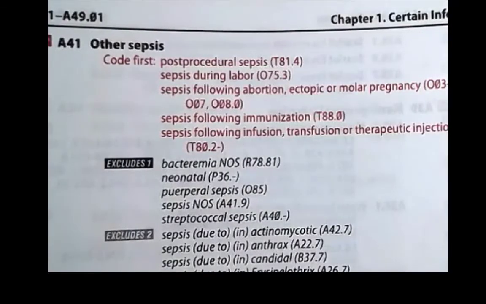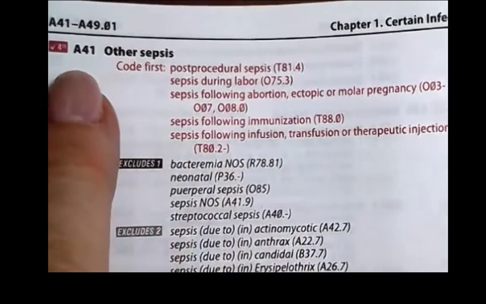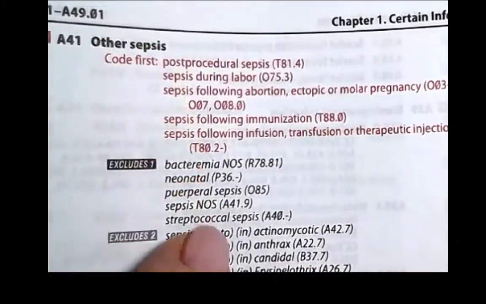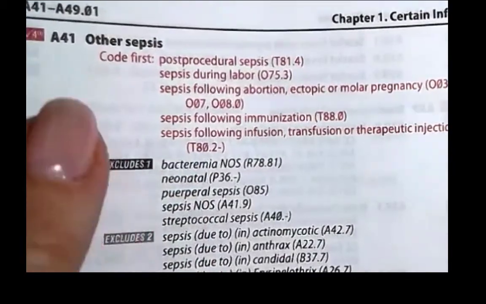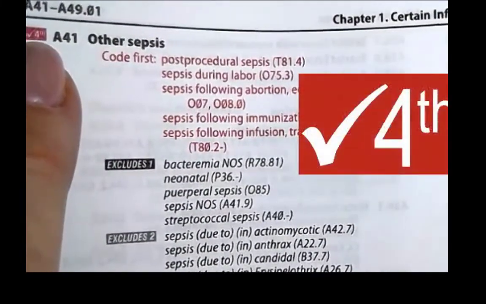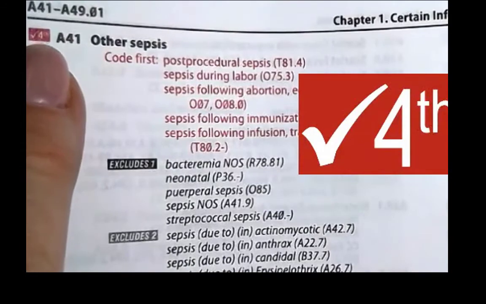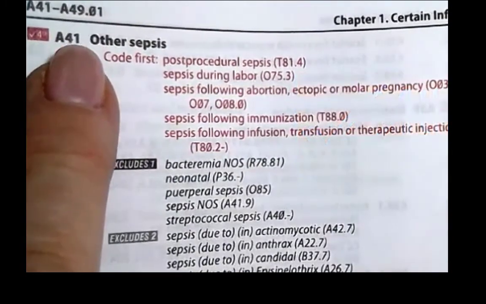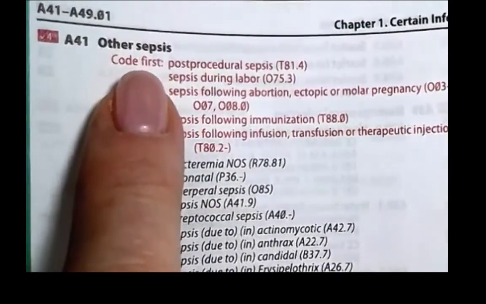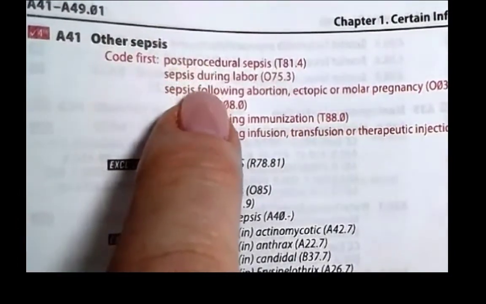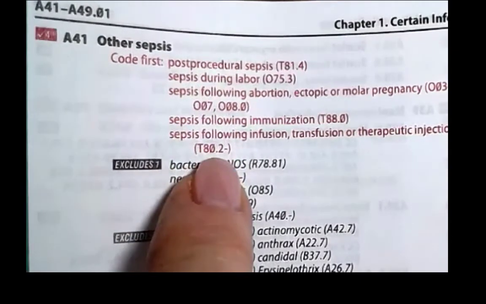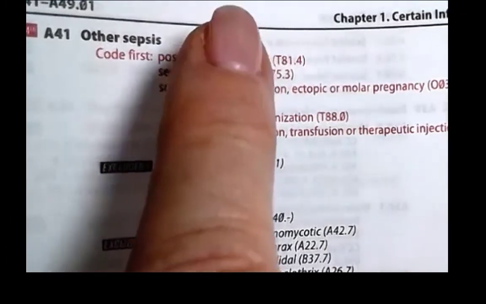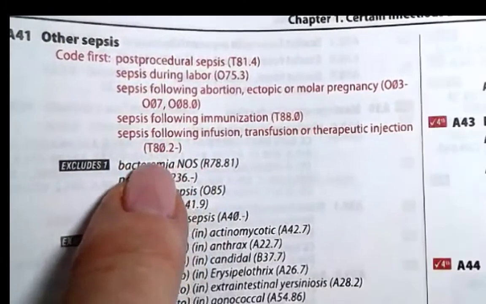And now that we're in the tabular, I want to just bring to your attention the category A41 has a lot of information on it before you actually get to the codes. This little fourth right here tells us that to be complete, this needs a fourth character. Right now the category only has 3. Then we have some instructional notes. Code first any of these things. And in our case, we don't have this information, but if we did, we would do that. We would code first any of those.